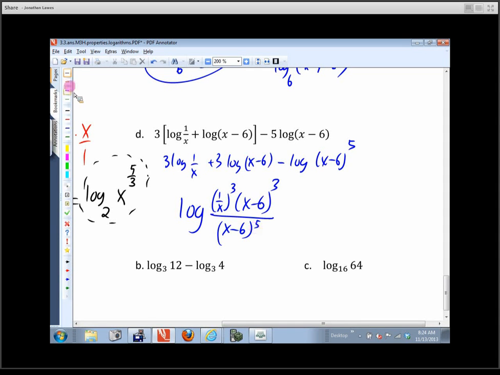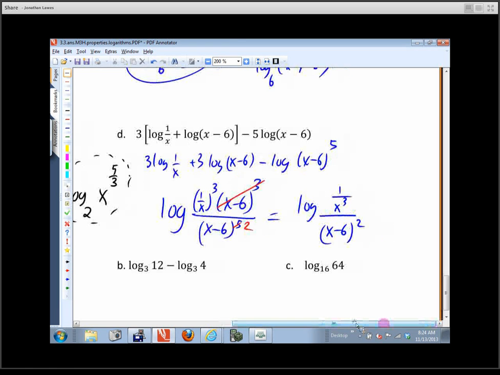Can I cancel anything? I can cancel 3 of these with 3 of these, right? So there's 2 left. So then I've got this. This is the log of, I'm going to write 1 over x to the 3rd over x minus 6 raised to the 2nd. Is that okay? Everybody okay with that? Okay, now I'm going to remind you of something that we've practiced in this class. I gave a calculus test yesterday, and I had students miss some complex fractions. They missed an algebra part of a calculus test, so they got a calculus answer wrong because they didn't know how to deal with complex fractions.